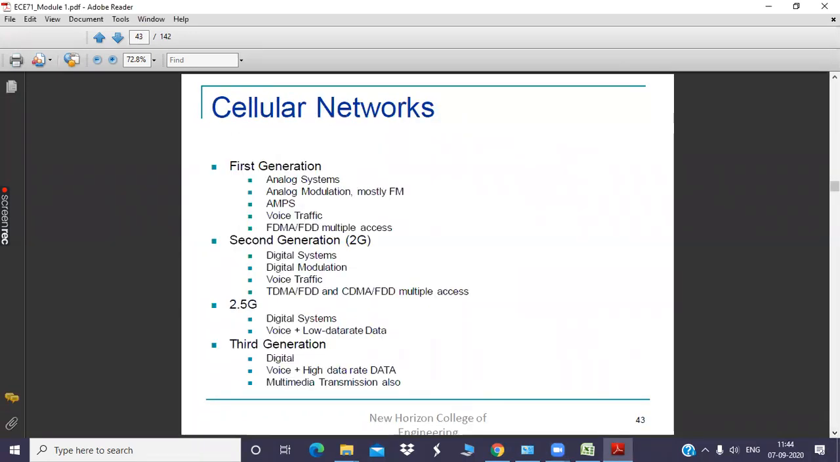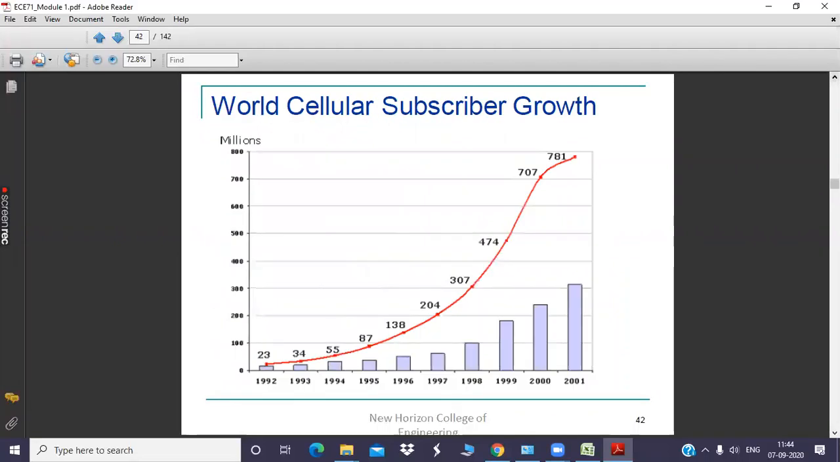So this graph shows the growth of subscribers. You can see in 2001, there are about 781 million subscribers for a cellular system. And now it has gone to triple and 4 times whatever we have observed in the early 20s. Okay. So with the growth of the subscribers, we have a scarcity of channels and frequency spectrum as I told you. So we need to share the available channels among the entire number of subscribers.